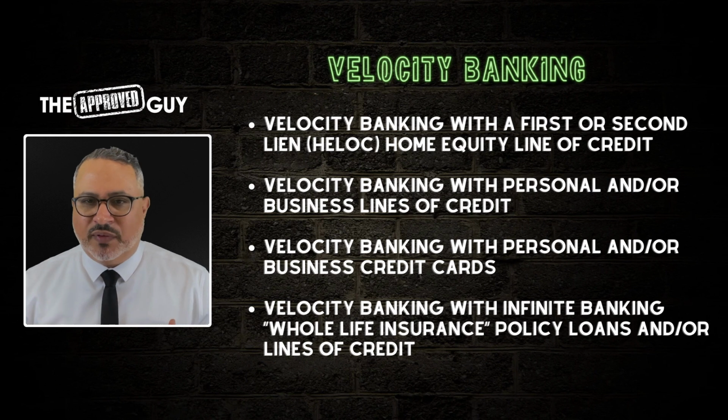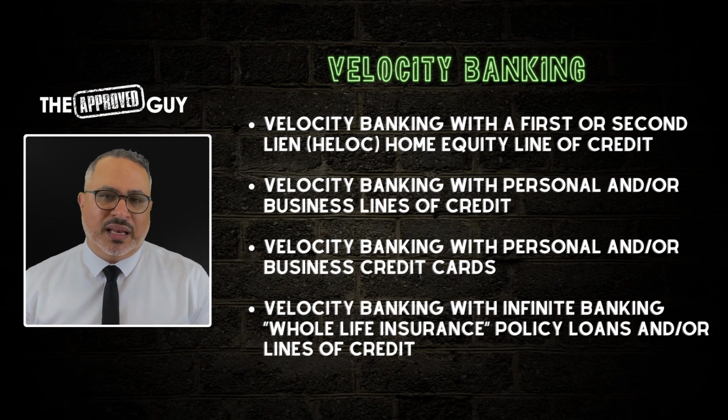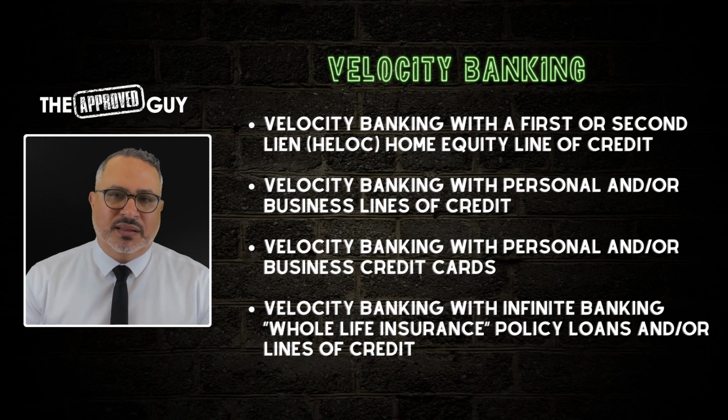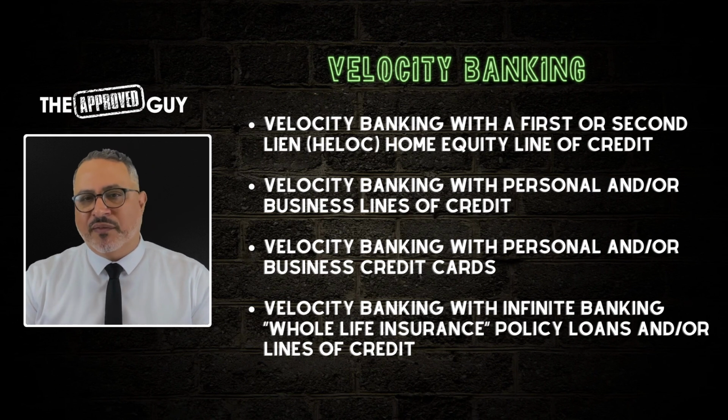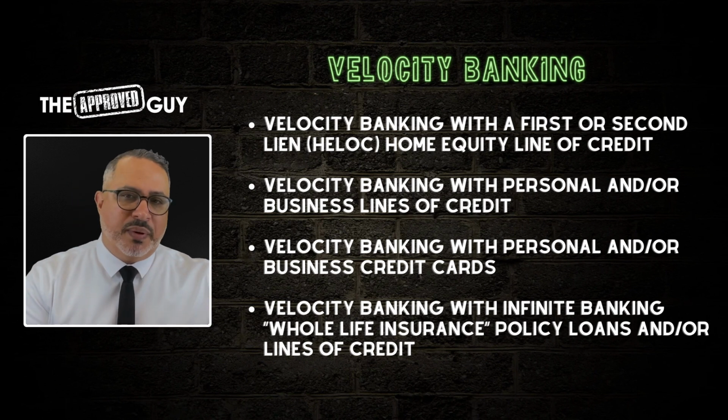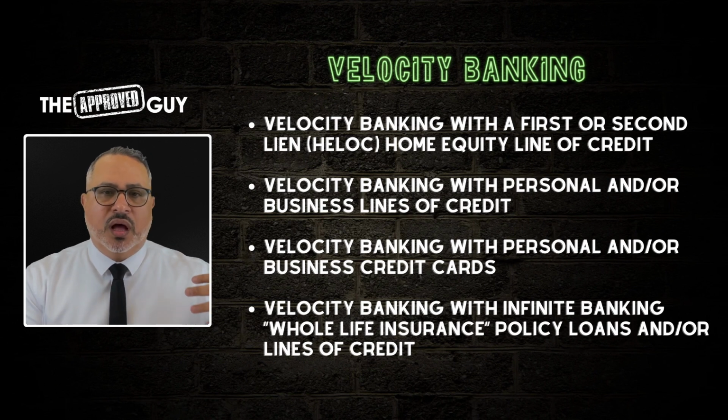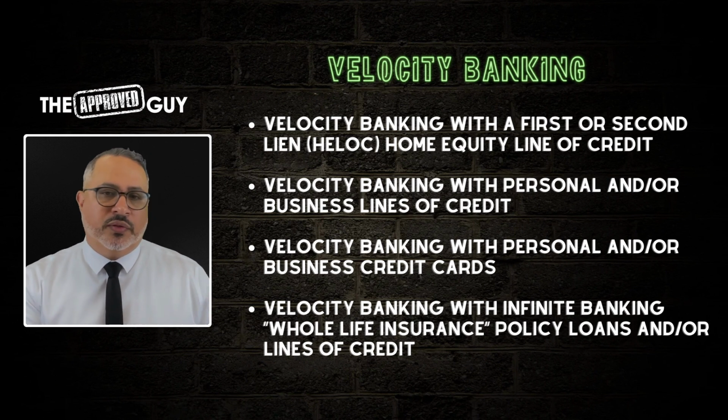The strategy of velocity banking is leveraging that line of credit and putting your income into the line of credit to push down the average daily balance of that line of credit, and then you take a lump sum chunk of the line of credit to pay off other debts, whether it be your mortgage, school loans, student loans, car loan, credit cards, or other debt.